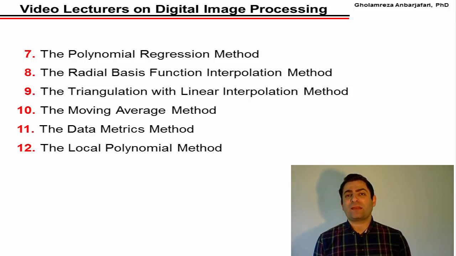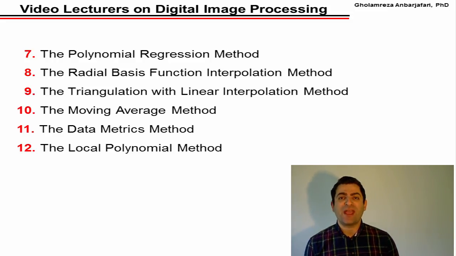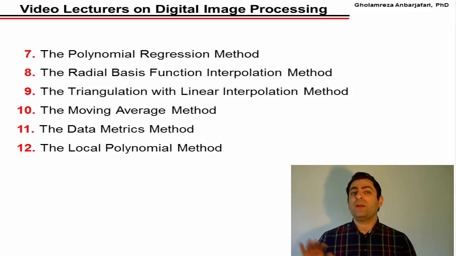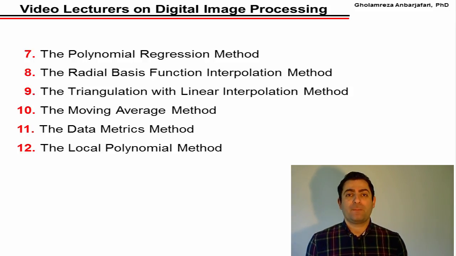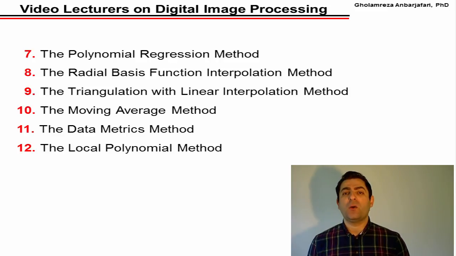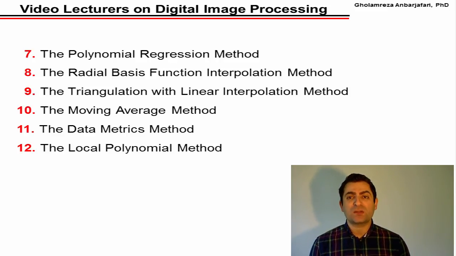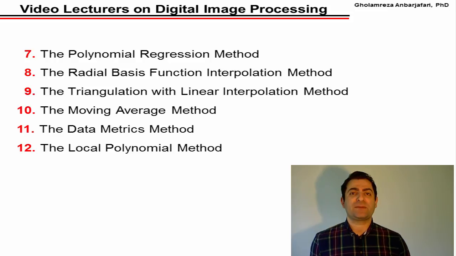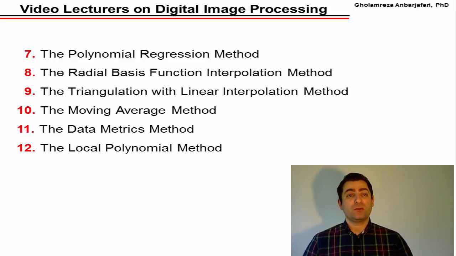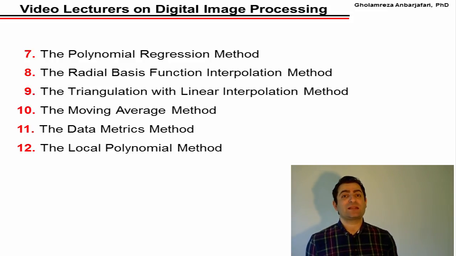Now, the 11th technique is the data metric method. The collection of data metric methods creates grids of information between the data on a node-by-node basis. And finally, a local polynomial method. It assigns value to grid nodes by using the weighted least squares with data within the grid node search elements. So there are, as you can see, many techniques.